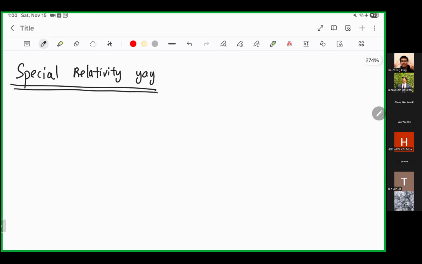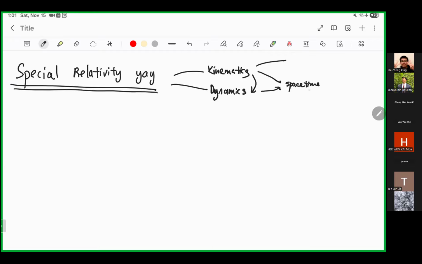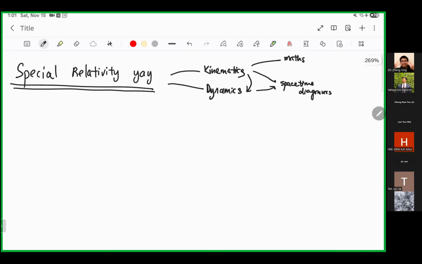Okay, so we'll be talking about special relativity today. Special relativity is divided into two main parts: the first part is kinematics, and the second part is dynamics. I'm thinking of just going through most of the math in the kinematics, and then I'll go to dynamics. If we have time, we can go back to space-time diagrams, because I'm not sure how much time I'll take. So that's the outline of today's lecture. Okay, let's start with kinematics.